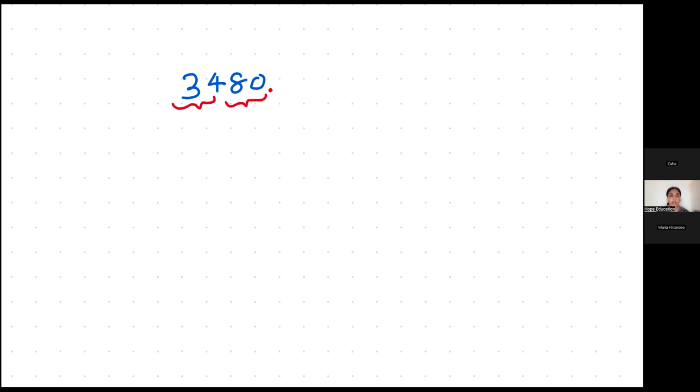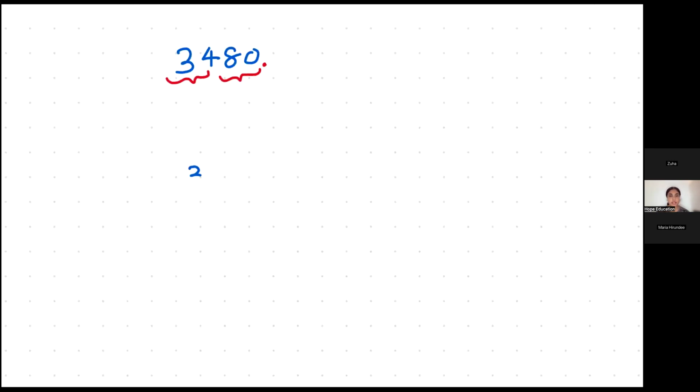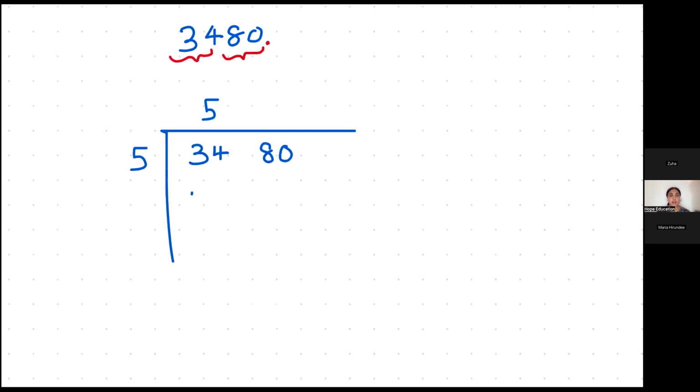Then I write it like that: 34 here, 80 here. And now I'm going to start dividing. What is the perfect square immediately before 34? 25, right? So 25 is created as 5 into 5. Square root again, 5 into 5, 25. So I will put 5 into 5, 25. 34 minus 25, 9 remaining.